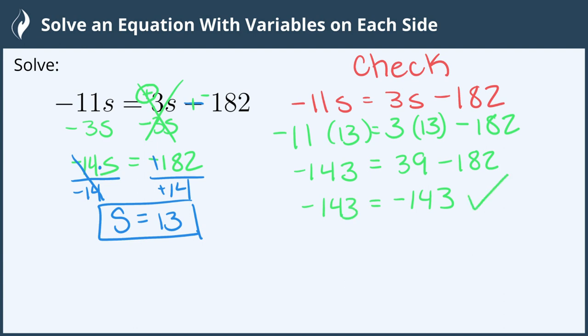This means that the number that we substituted in for the variable is the correct answer, keeping the whole thing balanced. So our answer of s equals 13 is correct, and we're all done.